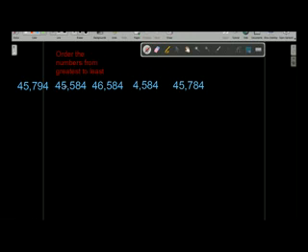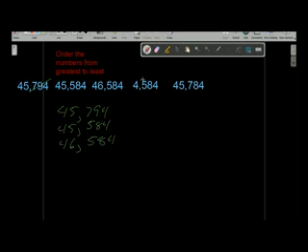Now, it's not as easy to order numbers when they're just listed out like this. So what I'm going to do is stack them like this: 45,794, okay, 45,584, 46,584. Now look at this number. Does this have the same place value as all these others? No.